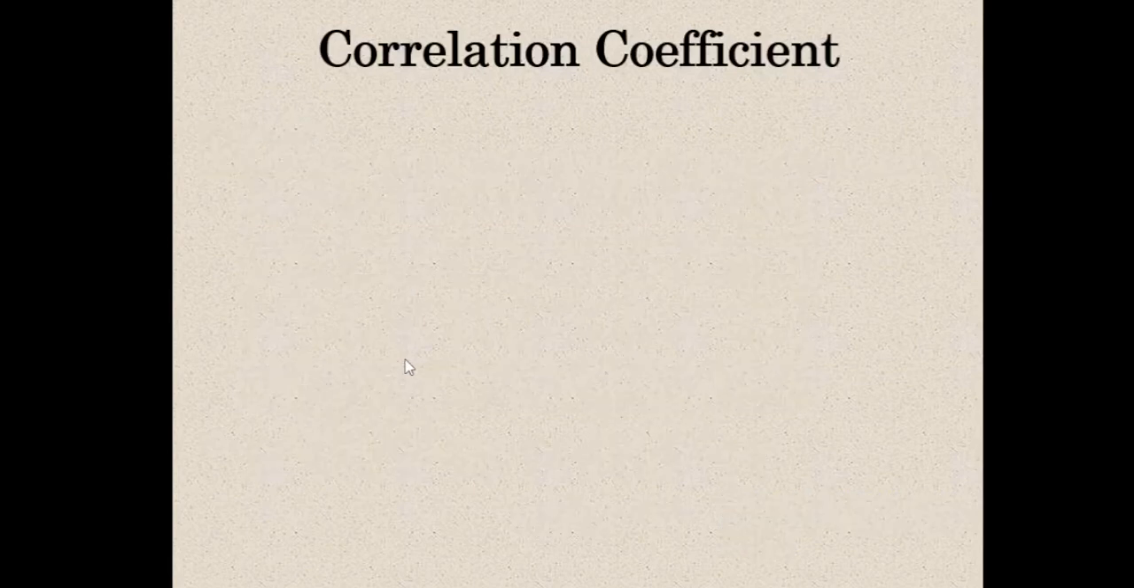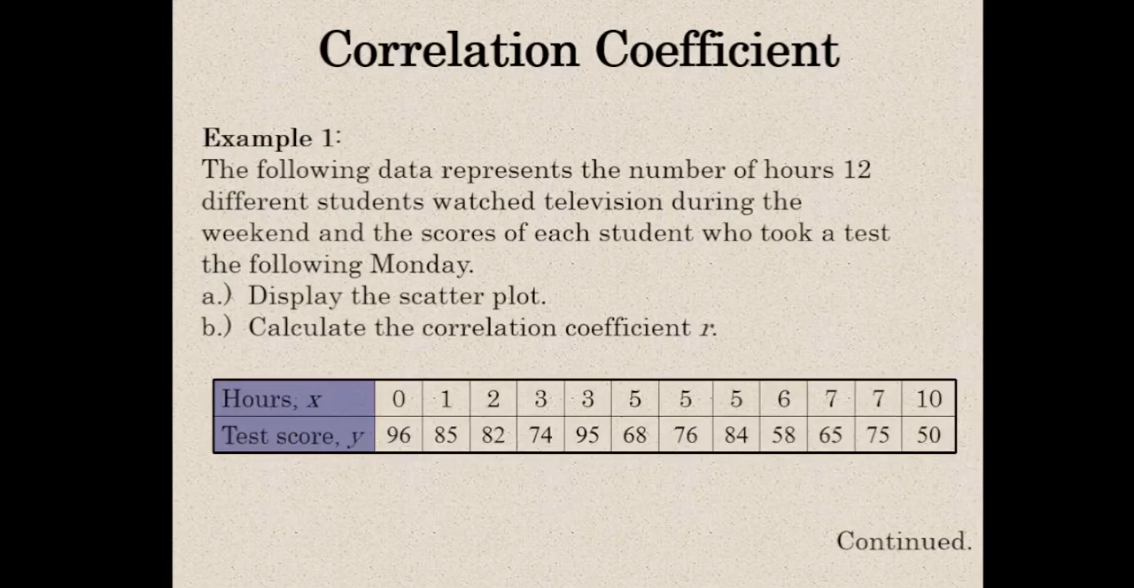Let's see another case. This is the question. Now, consider this question. In this question, the data is given. The following data represent the number of hours 12 different students watched television during the weekend and the scores of each student who took a test the following Monday. Two questions are asked. Display the scatter plot and calculate the correlation coefficient R. Data of number of hours television is watched and test score is given.